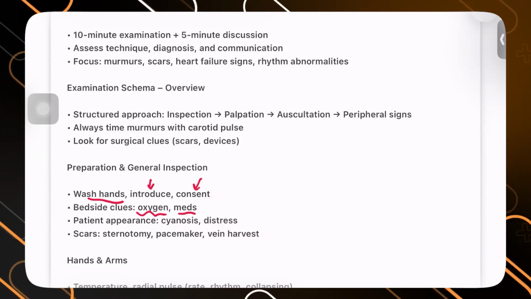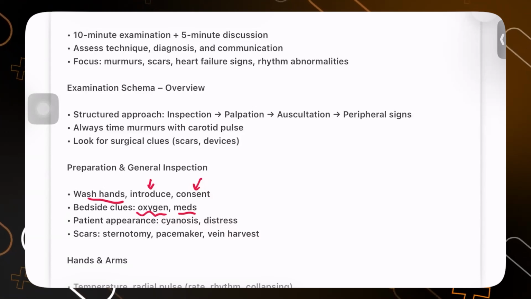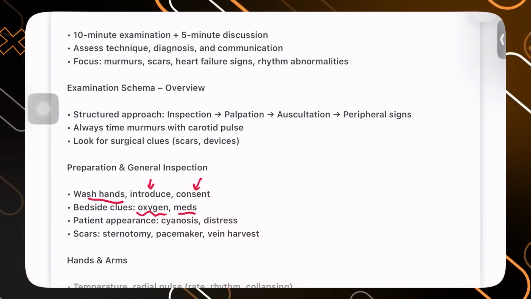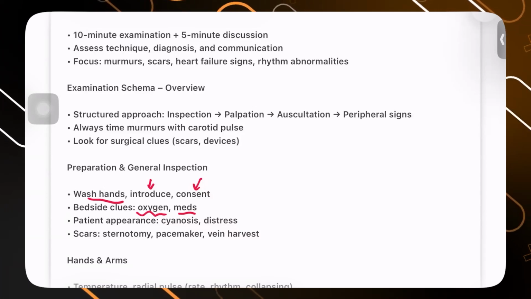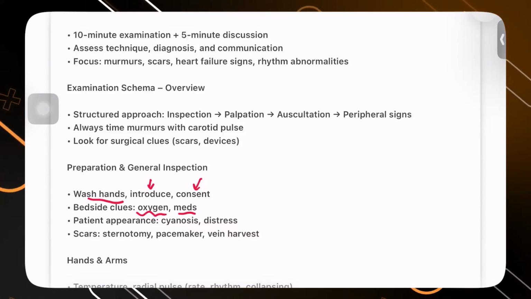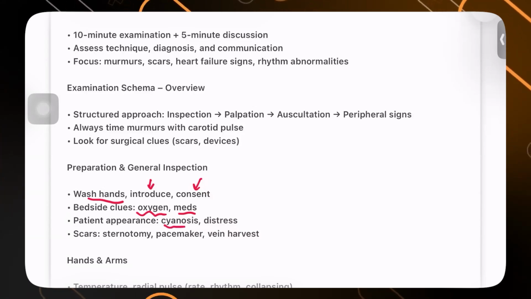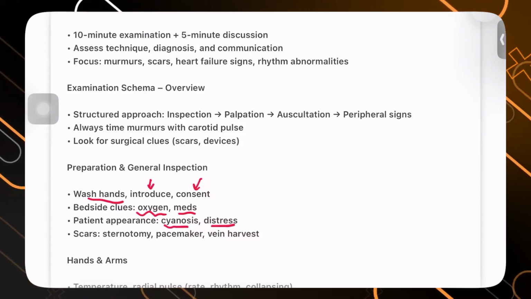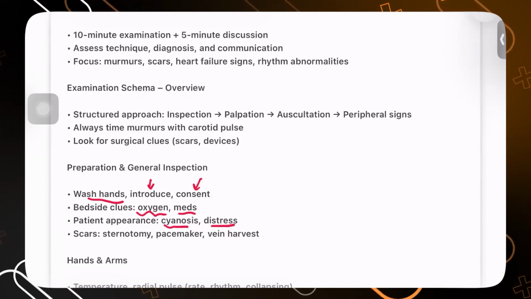Then look for the general appearance. As I told you, my patient was in a 60-degree head-up position. I could make out that the patient might be in failure because the patient was on oxygen and was tachypneic. So you have to look for any cyanosis and distress just by going there.